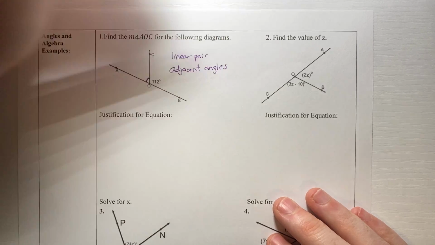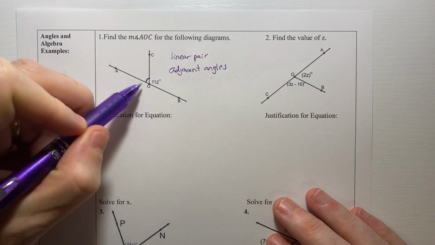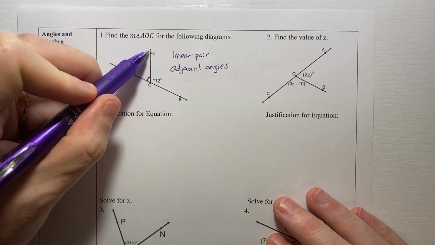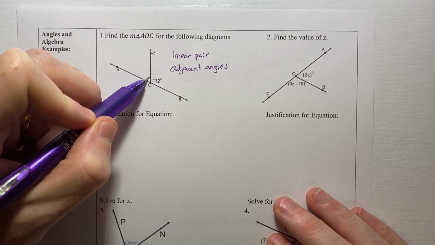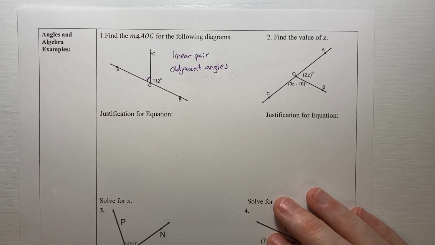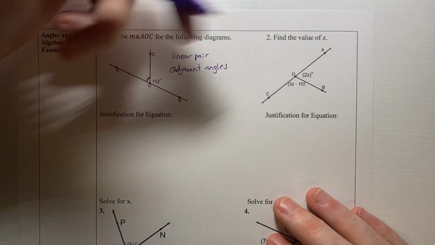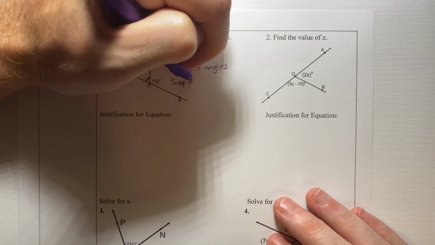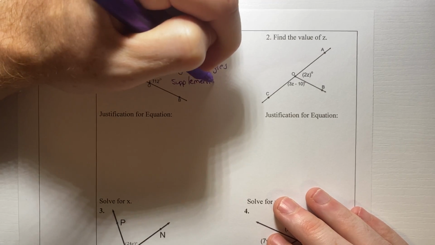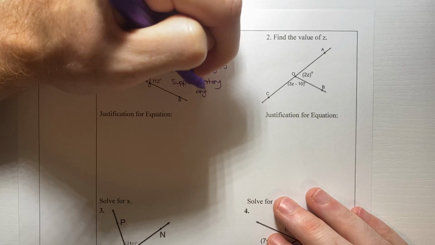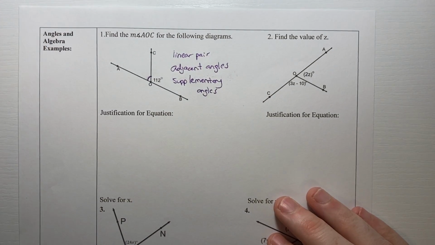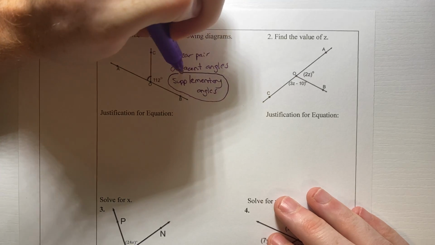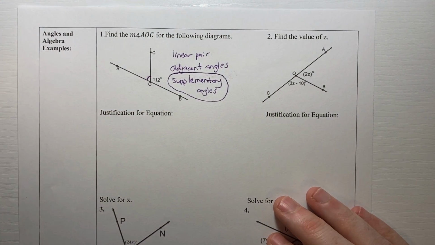These are also adjacent angles because angle AOC shares the same ray as BOC. They're next to each other. This angle right here that we don't know yet is right next to the 112 degree angle. And then lastly, these are also supplementary angles, which means that they will add up to 180 degrees. So I'm going to use the knowledge of supplementary angles in order to solve for this.